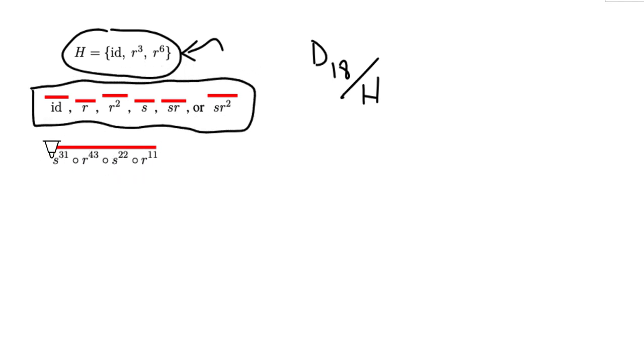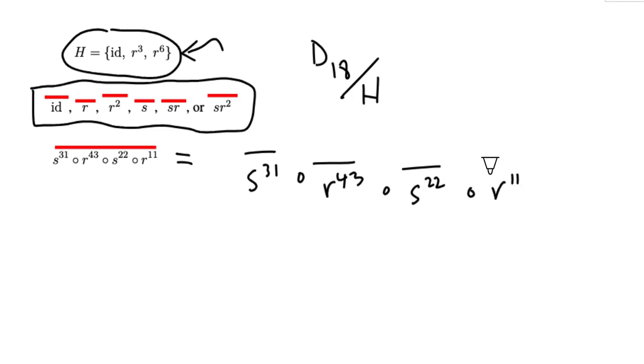So what if we had something like this? Can we reduce this to one of these? Now, we can, using the idea that H is normal. The bars will split. So we can go S^31 R^43 bar, S^22 bar, then we have R^11 bar. Okay, so the bars split nicely.